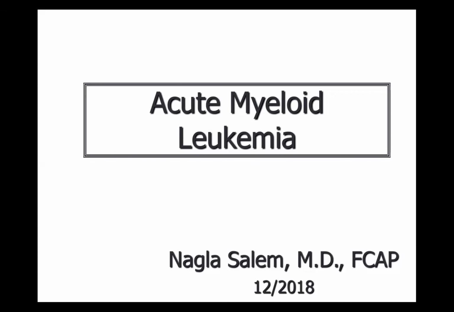So today we're going to be talking about acute myeloid leukemia, basically the classification, and it's basically an overview of the different types of acute myeloid leukemia. This is a very long topic. It can take several hours, but we're going to try to talk about mainly the most important points.